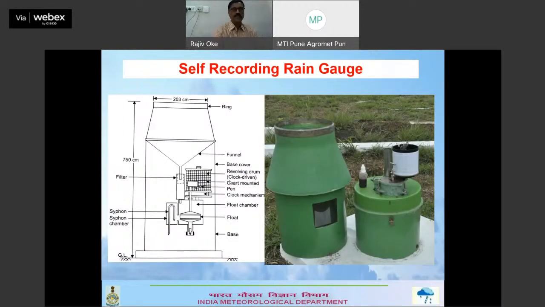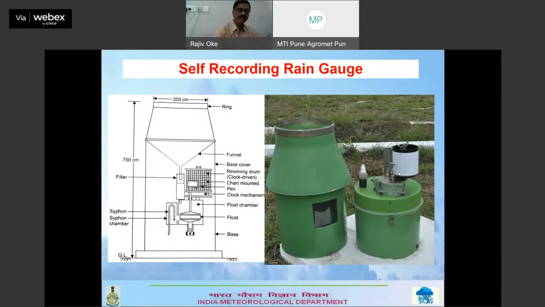And this is called the self-recording rain gauge, which I mentioned earlier. So this is called an autographic instrument. Actually, this is an autographic instrument. Basically, with the regular instrument, a few autographic instruments are also installed in the observatory for the sake of getting the real-time data printed on the graph paper.